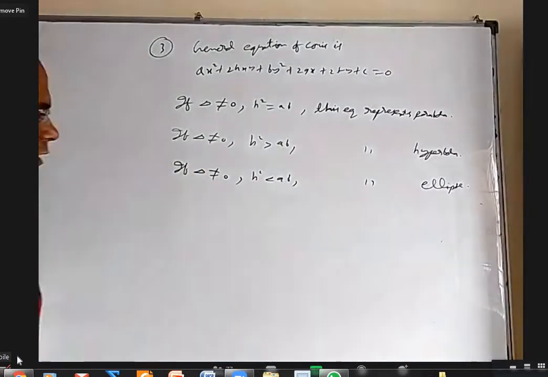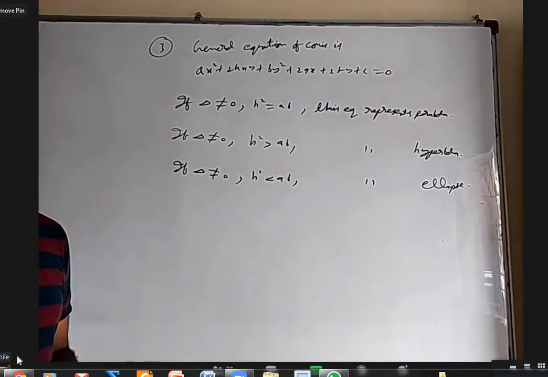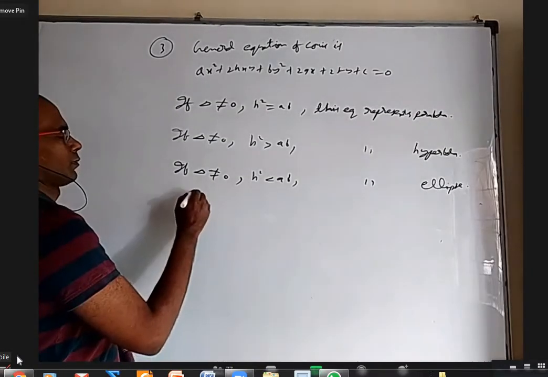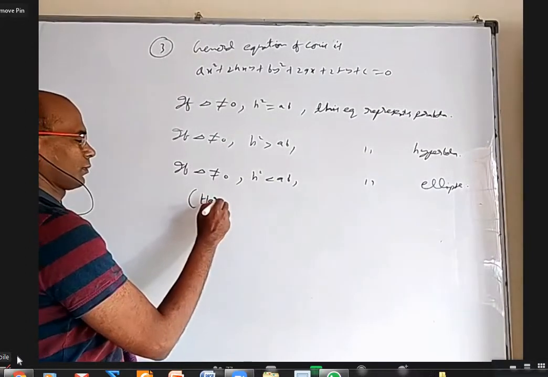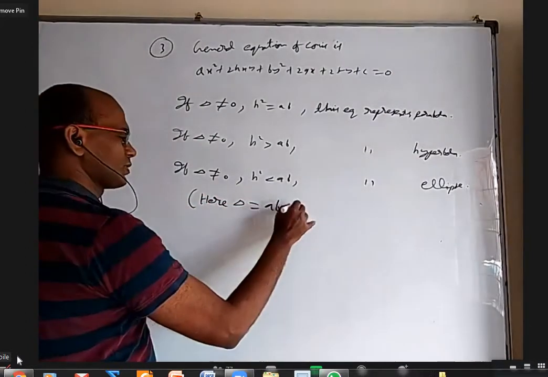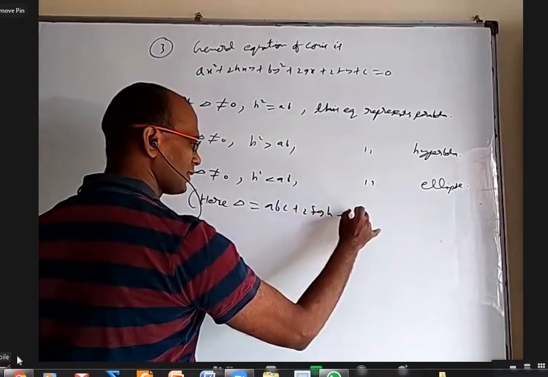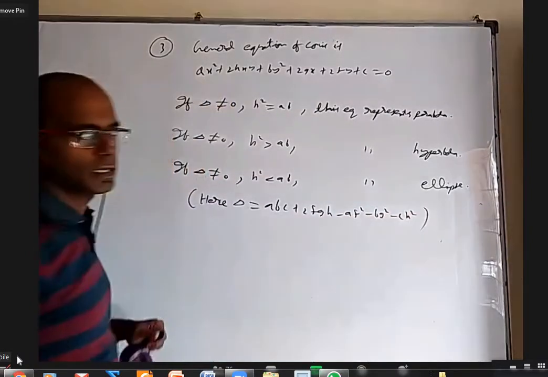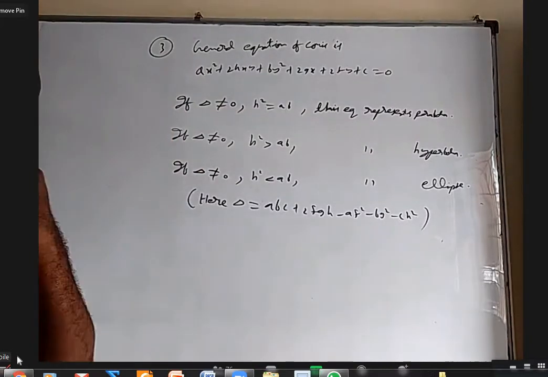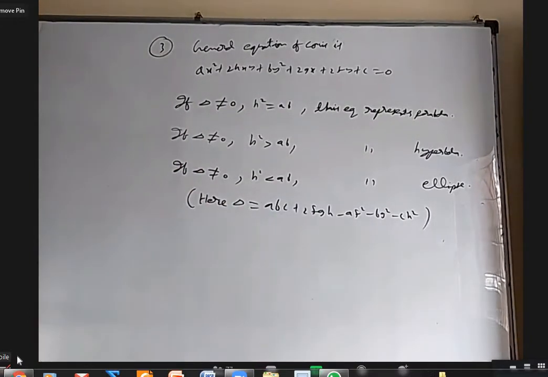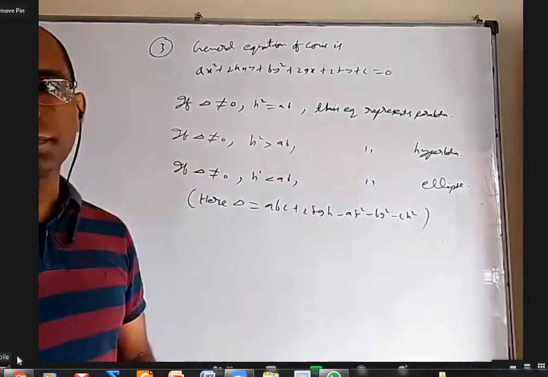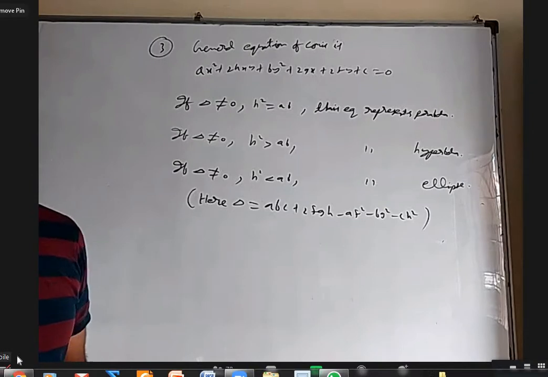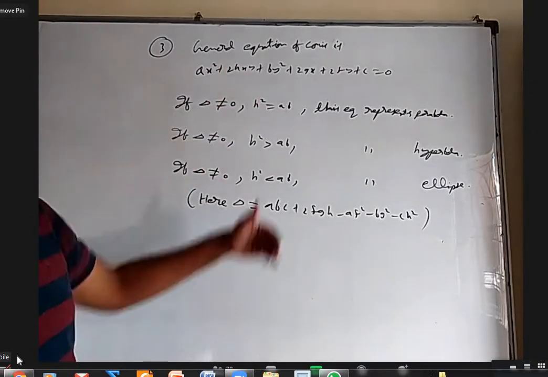What does delta mean here? Okay, remember it this way. Delta equal to abc plus 2fgh minus af square minus bg square minus ch square. That is delta. So in first year pair of straight lines you studied when delta is 0 and h square greater than or equal to ab, it represents a pair of lines. So when delta is equal to 0, pair of lines. When delta not equal to 0, it is conic sections.